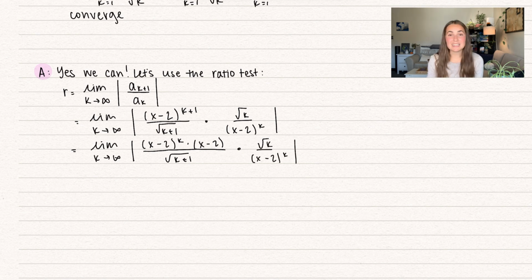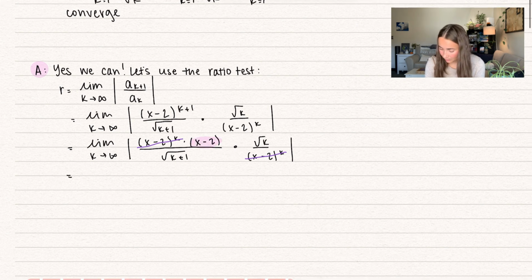So here we can see what cancels out, right? (x minus 2) to the k, that's going to go ahead and cancel out. So let's go ahead and rewrite this. First, in the numerator, notice I have this right here. We have x minus 2. That does not depend on k at all, so I can take it out of the limit, right? So let's go ahead and take it out. We have the absolute value of x minus 2. It has to stay in the absolute value, right?